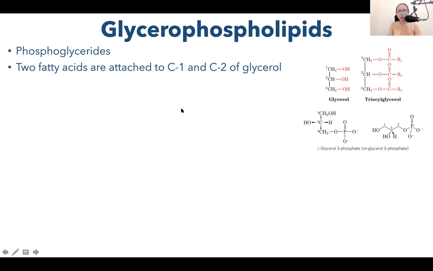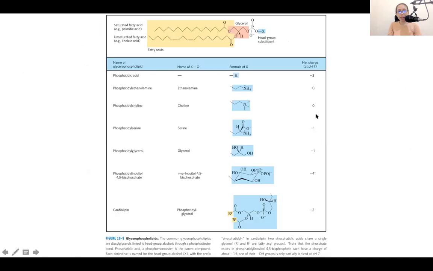So, unlike your triacylglycerol, which is a neutral fat, your glycerophospholipids or simply phospholipids are charged. So, they have a polar head, a charged polar head, and then the rest of the structure of your phospholipid are non-polar kasi ito na yung hydrocarbon chains natin. So here are some types or examples of phospholipids. So nagdedepende sila kung ano yung nakakabit dito sa phosphate group.